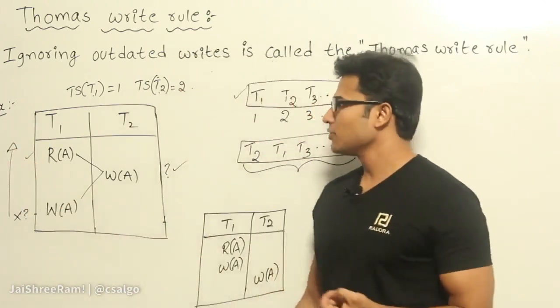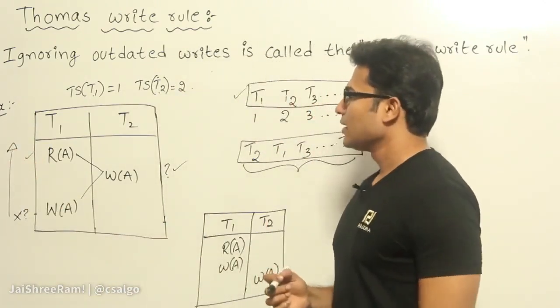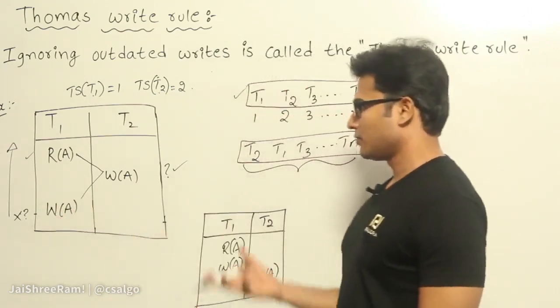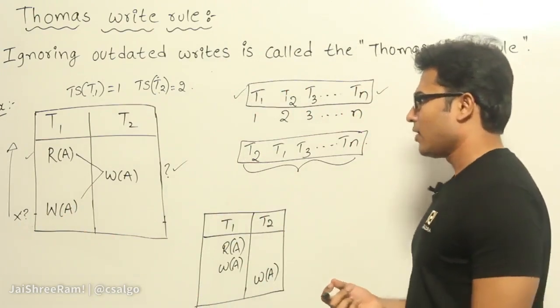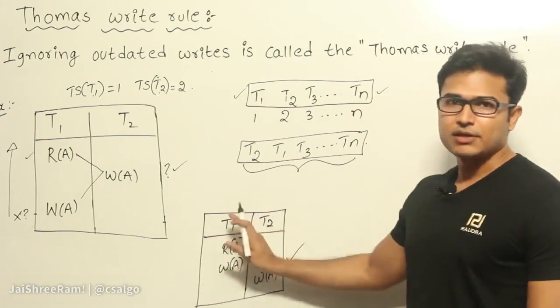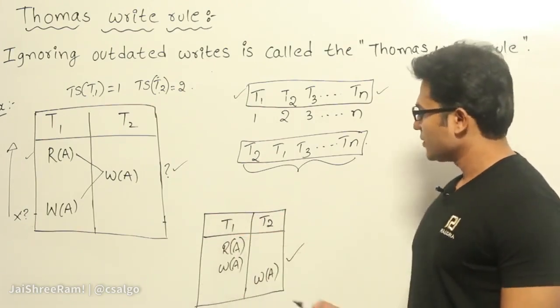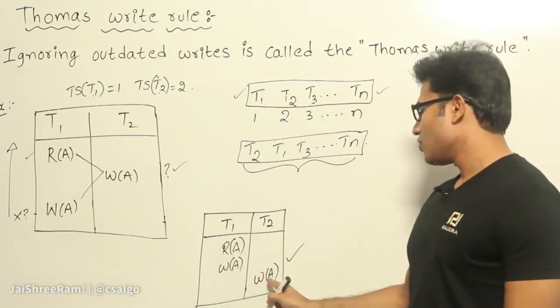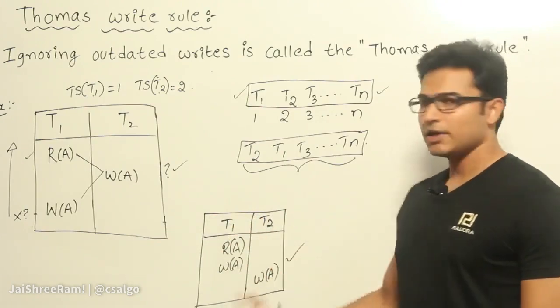Now, what does this Thomas write rule say? You can allow such a write, because if you look at the meaning of it, the semantics of it, if this would have been happening, this is what should happen, isn't it? Now if this has happened, then what would be the final value of A? The final value of A would be whatever has been written by T2.